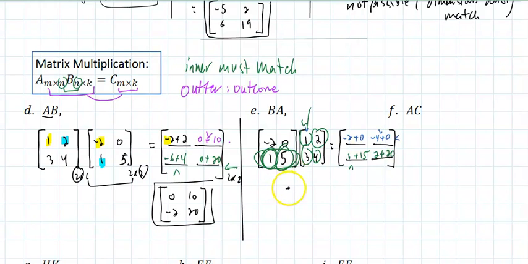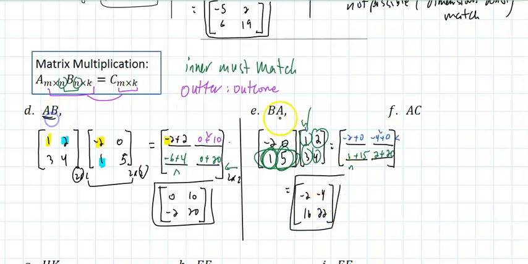And you'll notice I will get a negative 2, negative 4, 16, and 22. And do you notice that AB and BA gave a different answer? AB and BA are not the same. Make sure you get that. Let me rearrange this a bit.